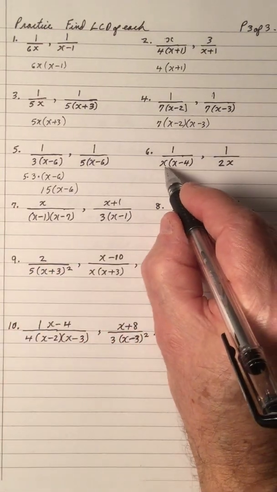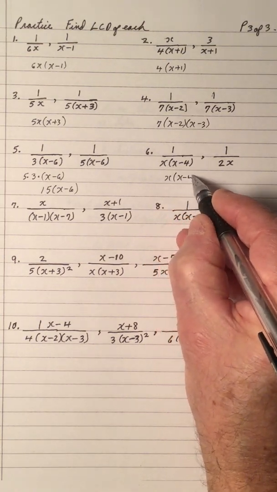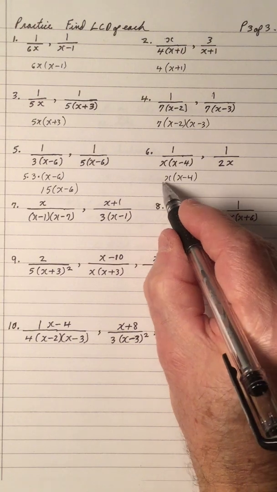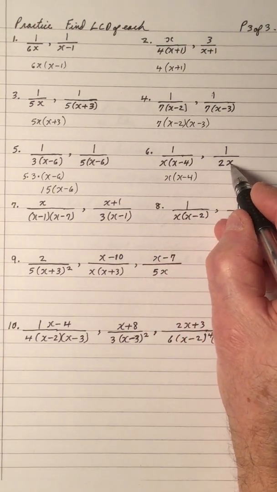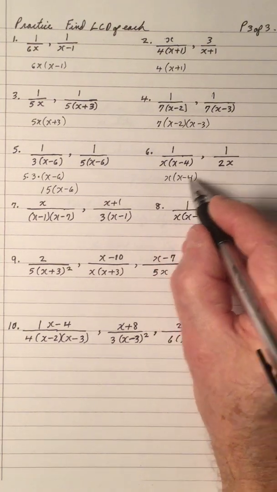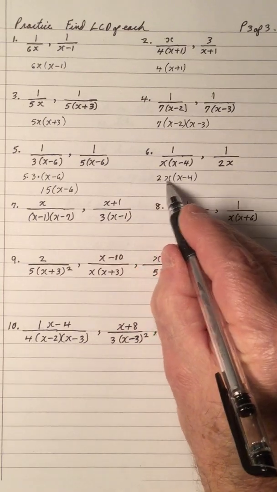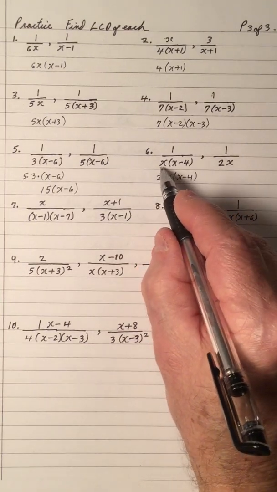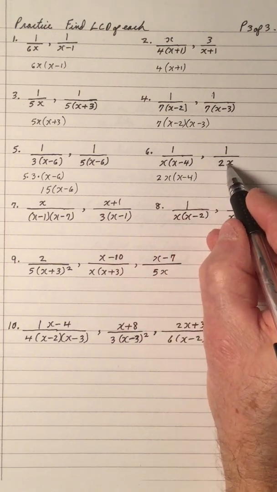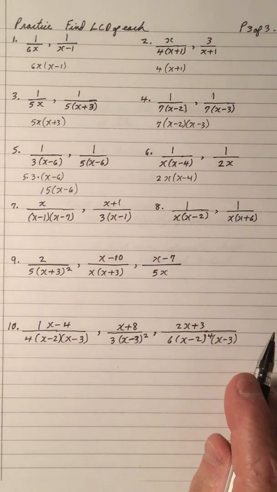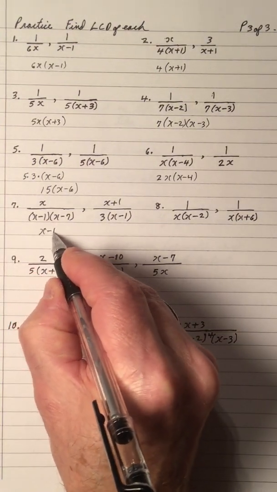And remember, I have to take the x, I have to take the x minus 4. The first denominator has to go here. What's in this one? This is 2 times x. The x is right there, but the 2 is not. So if I put the 2 there, now that's the LCD. Why? Because x is right there, x minus 4 is right there, and the 2x is right there. So that's the LCD.